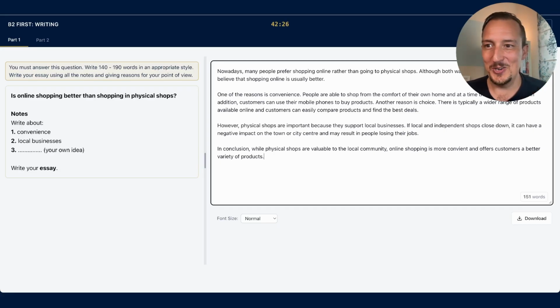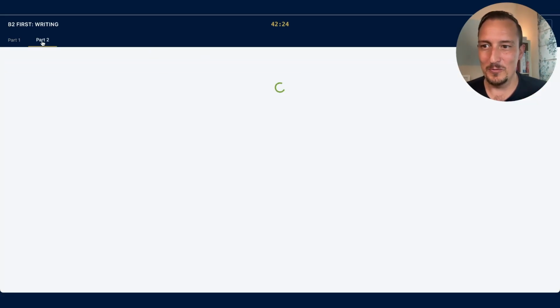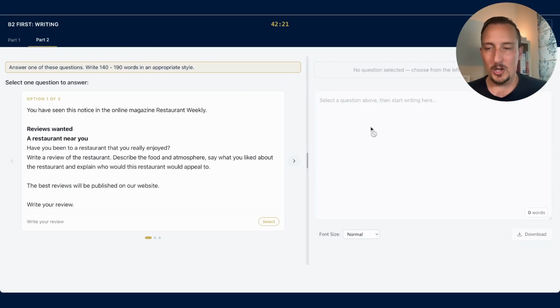Okay, we've got 42 minutes remaining, so let's move on to part 2. Now, part 2, the same word count applies, so we must again write between 140 to 190 words, and crucially, it says here, in an appropriate style. Now, the reason that that's there is because think about the genres, we had genres in part 1 of the reading, didn't we?